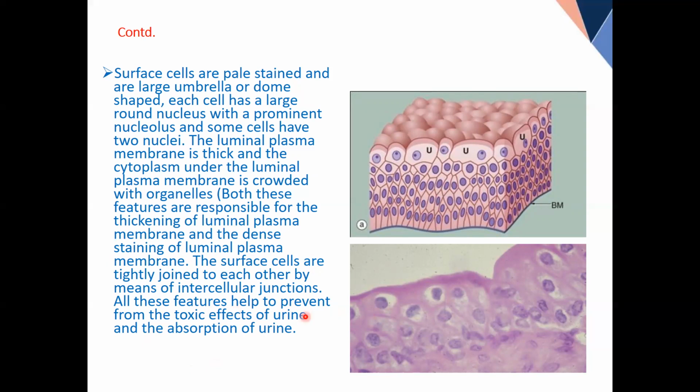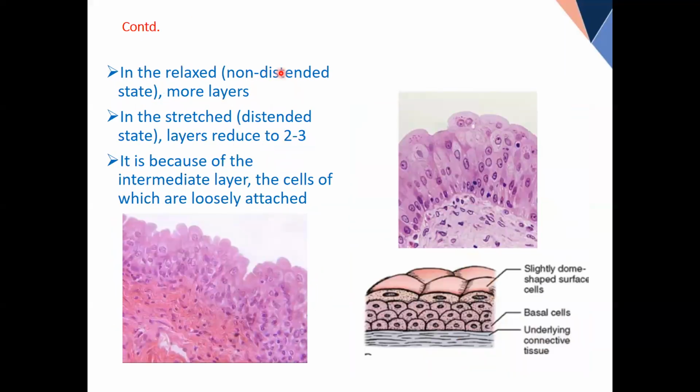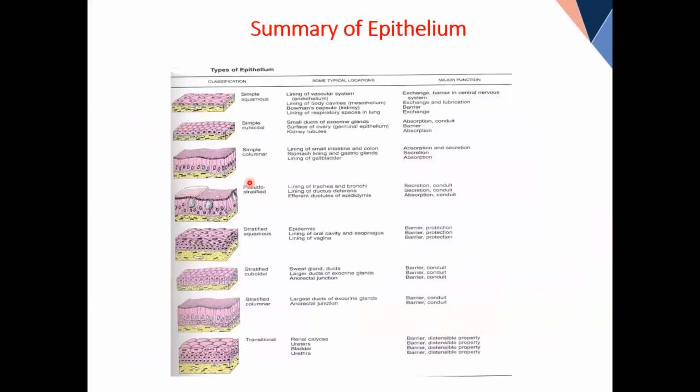When you read again and again, that is why I say it's a special gift of Allah subhanahu wa ta'ala. The cells are otherwise very fragile structures. Now, this is just the explanation. In the relaxed, non-distended state, there are more layers. In the stretched, distended state, layers reduce to 2 to 3. It is because of the intermediate layer, the cells of which are loosely attached. I think I'm answering all the otherwise difficult questions.